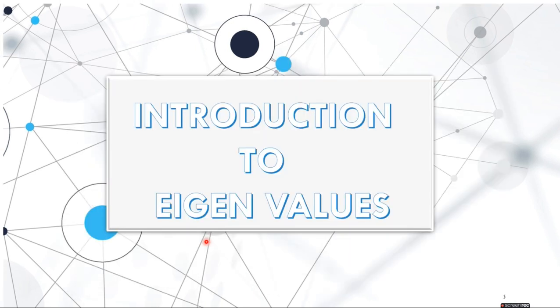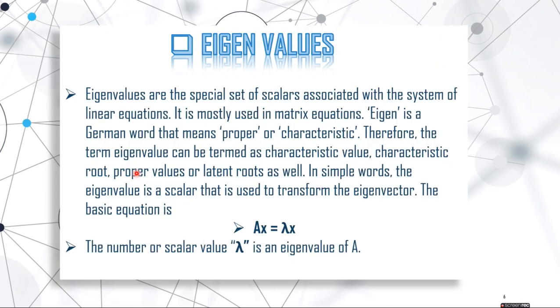And let me introduce a topic called eigenvalues. The eigenvalues are nothing but the roots of a characteristic equation. That means the determinant of A minus lambda I is equal to 0. If we take the roots of this equation, we will get the characteristic roots, that is nothing but eigenvalues. The eigenvalues are the special set of scalars associated with a system of linear equations.